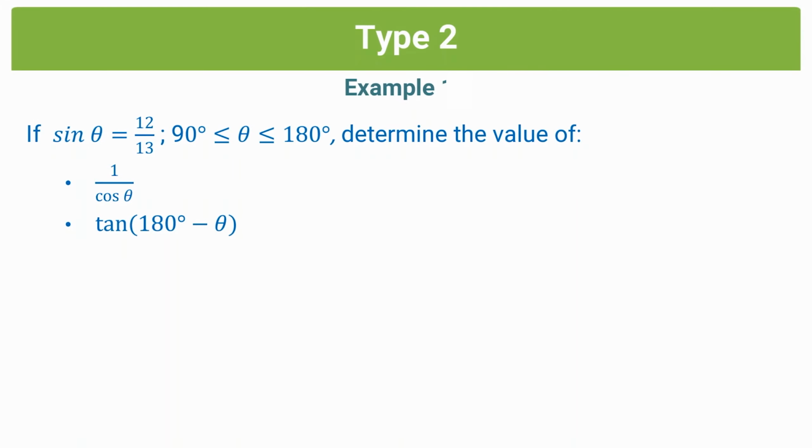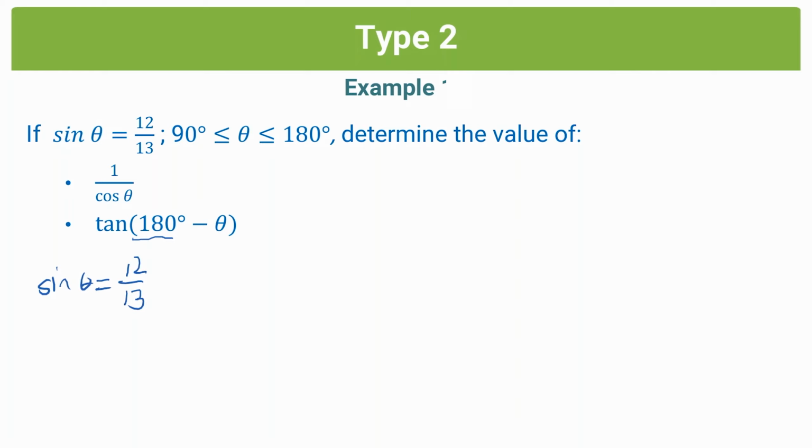So for our next example, it's something similar, you can see with the 180 here. We are asked to determine the value of 1 over cos theta and tan(180 minus theta) if sine theta equals 12 over 13 and theta is between 90 degrees and 180 degrees. So we are already in the form trig function equals number, right? Because our trig function is isolated on the left-hand side.